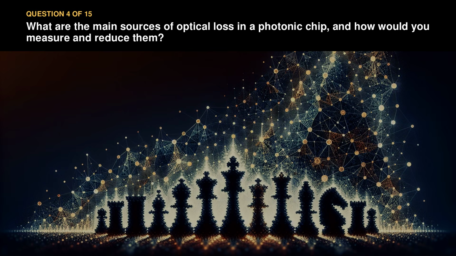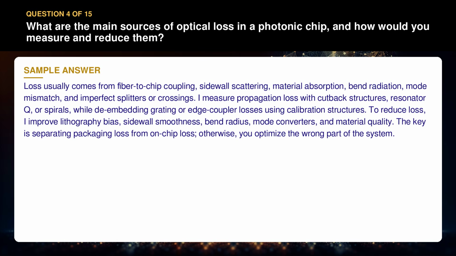Question 4. What are the main sources of optical loss in a photonic chip, and how would you measure and reduce them? Loss usually comes from fiber-to-chip coupling, sidewall scattering, material absorption, bend radiation, mode mismatch, and imperfect splitters or crossings. I measure propagation loss with cutback structures, resonator Q, or spirals, while de-embedding grating or edge coupler losses using calibration structures. To reduce loss, I improve lithography bias, sidewall smoothness, bend radius, mode converters, and material quality. The key is separating packaging loss from on-chip loss, otherwise, you optimize the wrong part of the system.